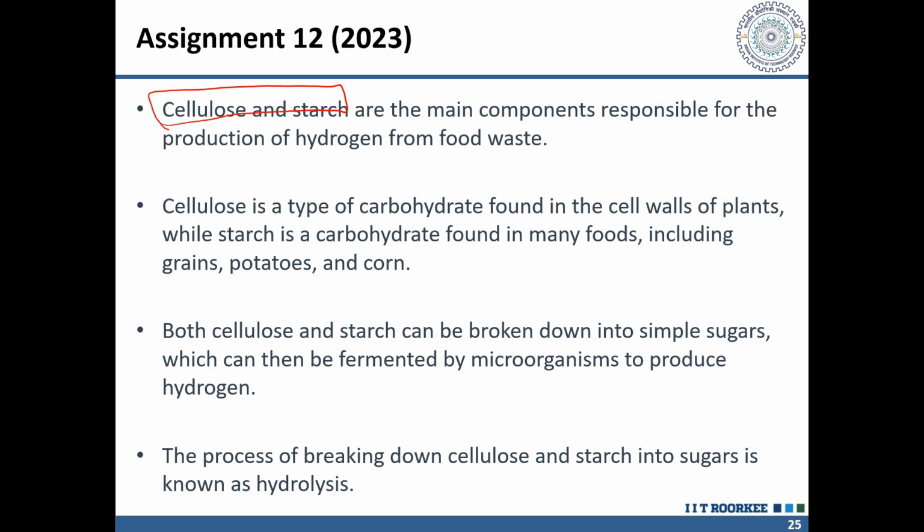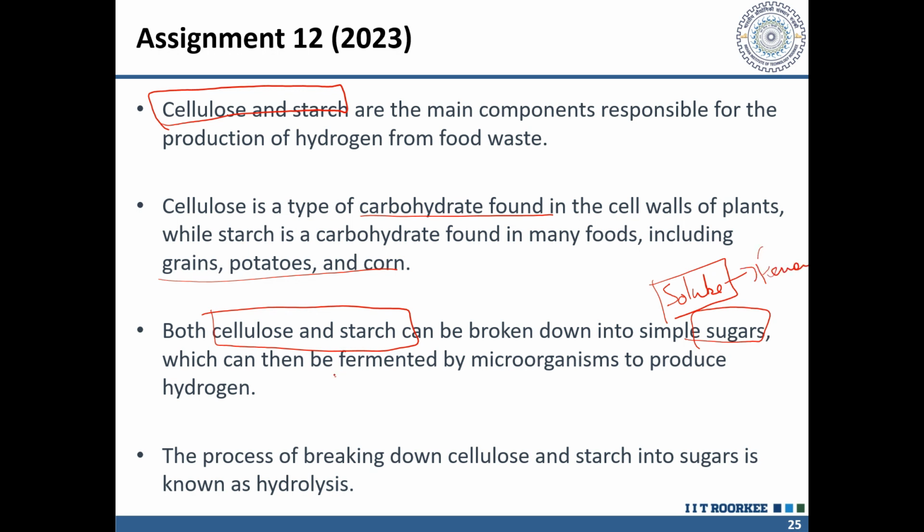And cellulose is a type of carbohydrate found in the cell walls of plants, while starch is a carbohydrate found mainly in many foods, including grains, potatoes, and corn. Both cellulose and starch can be broken down into simple sugars. We know that we can break these down into simple sugars, which are also known as soluble sugars or soluble carbohydrates, and therefore these can be easily fermented.